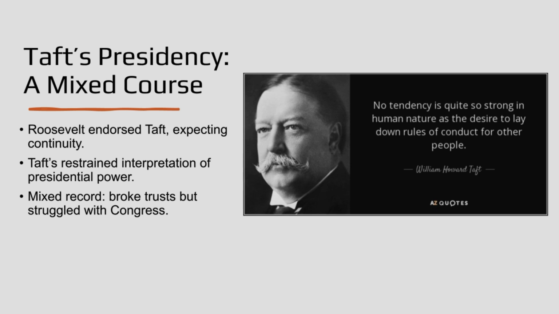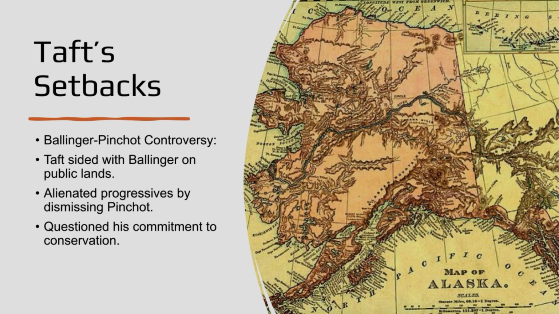Taft believed in strict constitutional boundaries for presidential power. While Roosevelt had taken an expansive approach to the presidency, Taft stuck to the rulebook. He aggressively enforced antitrust laws, breaking up more trusts than Roosevelt. Yet his reluctance to push progressive policies alienated many of his supporters.